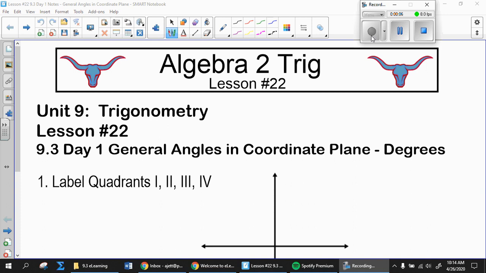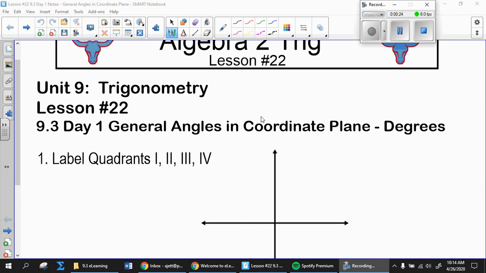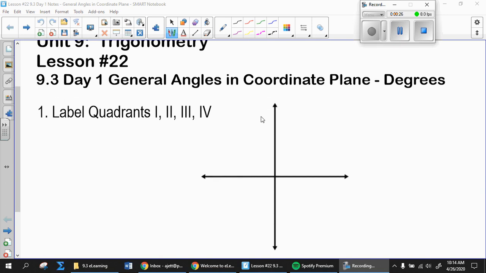Today's unit, we're going to start looking at angles in a coordinate plane. The next few units are going to be all about these different angles that we can draw on an XY grid. And so today, we're going to look at drawing these angles when we're talking about degrees. Eventually, we're going to talk about something else called radians, but for now, we're just going to look at degrees. So the first thing I want you to do is go ahead and label your four quadrants, 1, 2, 3, and 4.